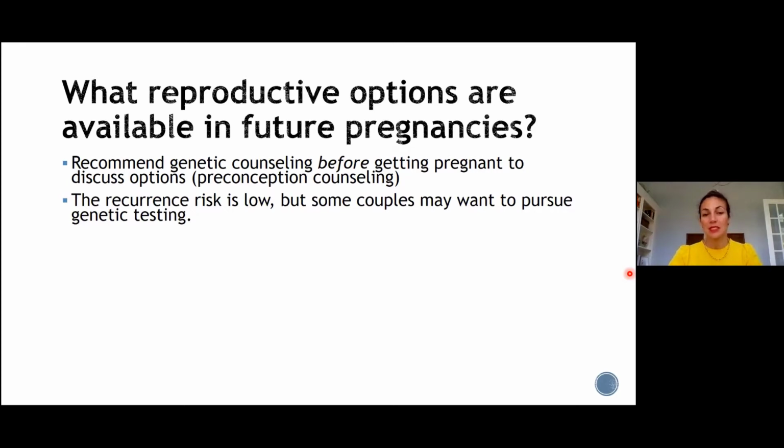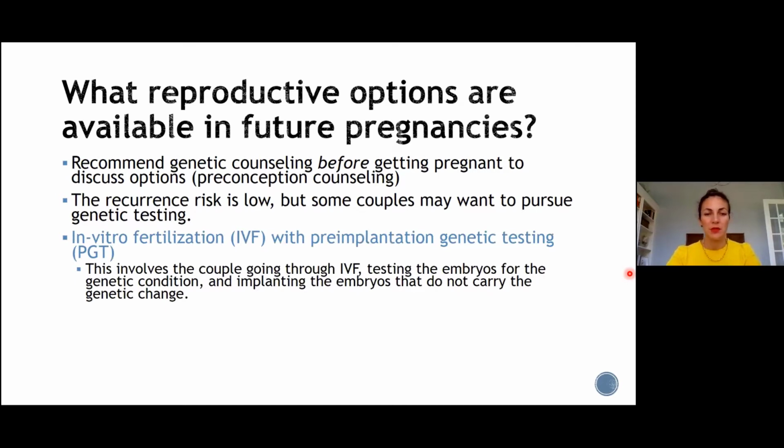The recurrence risk is low for HADS, but some couples still might want to pursue genetic testing. And so there are a few options. The first would be in vitro fertilization with pre-implantation genetic testing. And this is a mouthful. So essentially this is for couples who do not want to do invasive testing during a pregnancy, but they want to do things before they get pregnant.